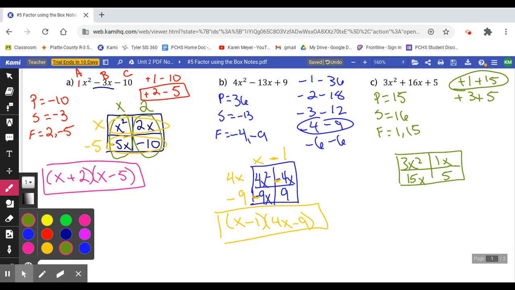GCF going up and down. 3 and 15 are both divisible by 3, and each one has an x. Up and down. 1 and 5 are only divisible by 1. Sideways. 3 and 1 are only divisible by 1, and each one has an x. 15 and 5 are both divisible by 5. So my final answer should be 3x plus 1 and x plus 5.